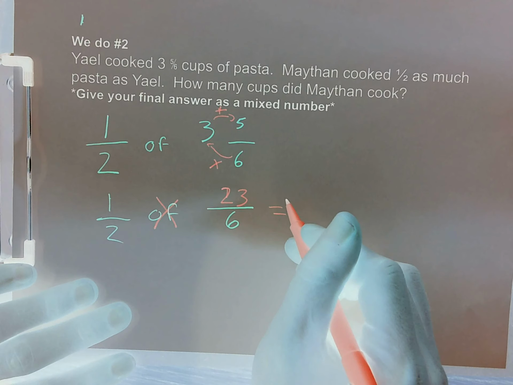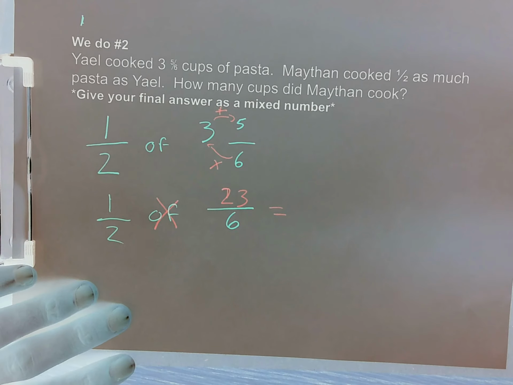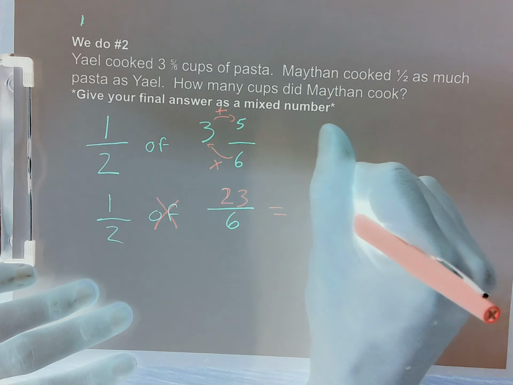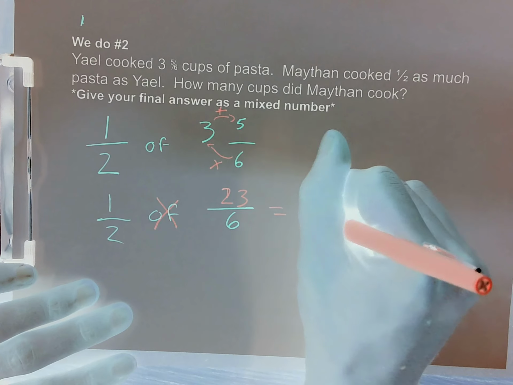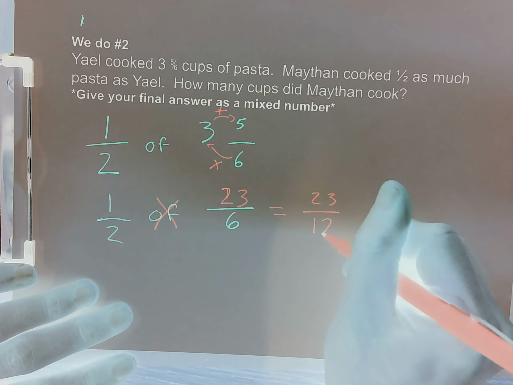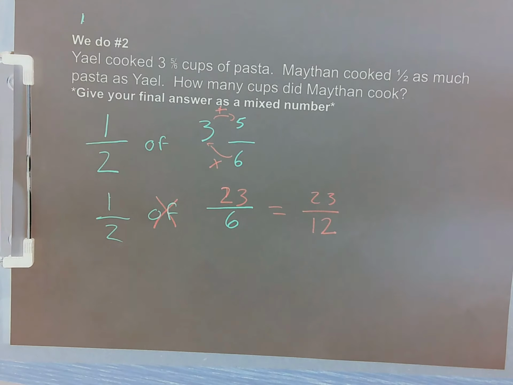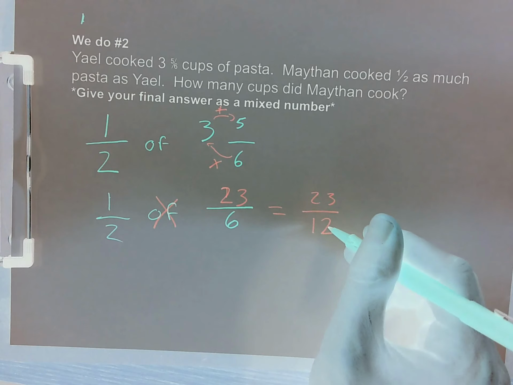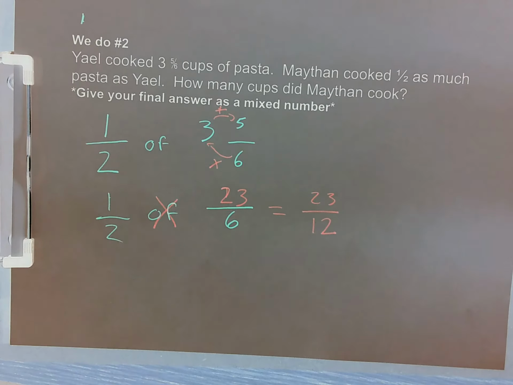1 times 23 is just 23, and 2 times 6 is 12. So we now know that 1/2 of 23/6 is 23/12. That's how much pasta Meitan cooked, 23/12 cups. But we want to give that as a mixed number.